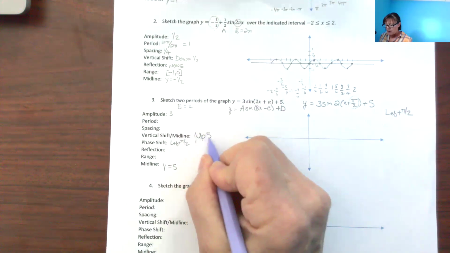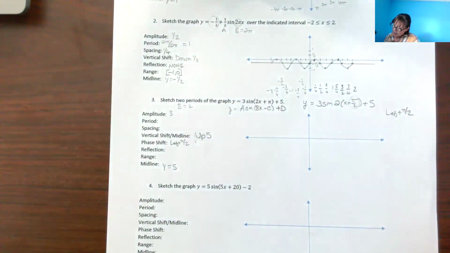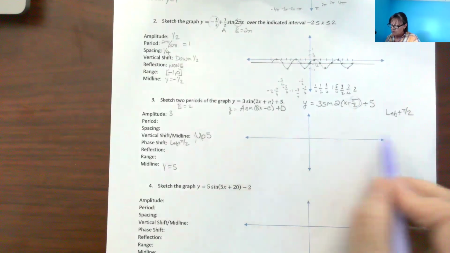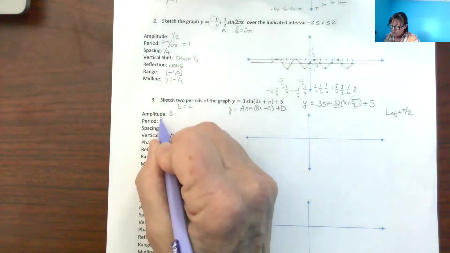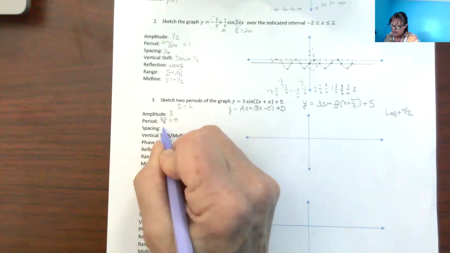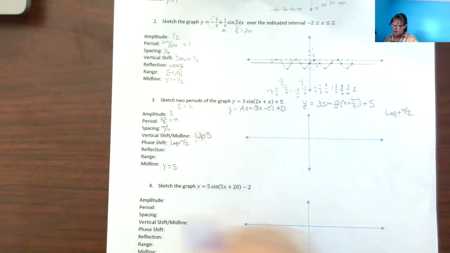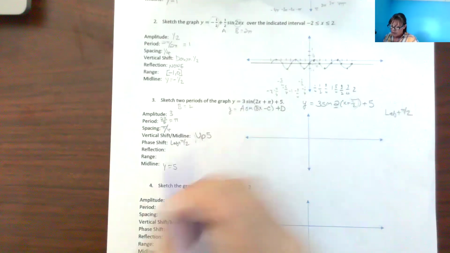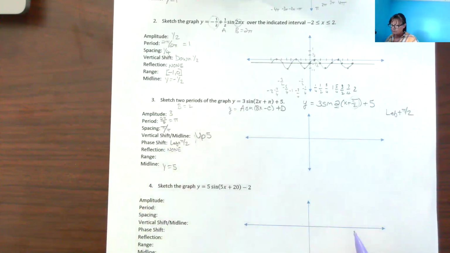Up 5. Okay, the period is always 2 pi divided by B. B is, what's B? B is 2. It's right here. So it's 2 pi divided by 2, so that's pi. The spacing is whatever I calculated the period to be, which is pi, divided by 4. That tells me how to mark up my x-axis. All right, is there a reflection? No, none. I'm going to put the range on here in a minute.